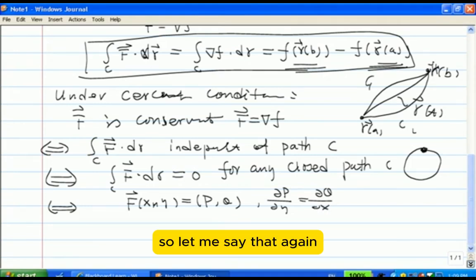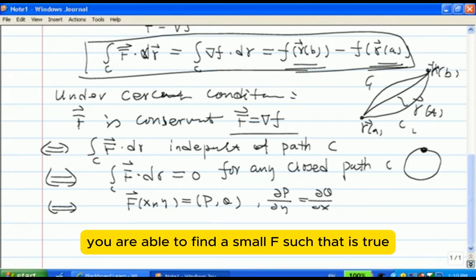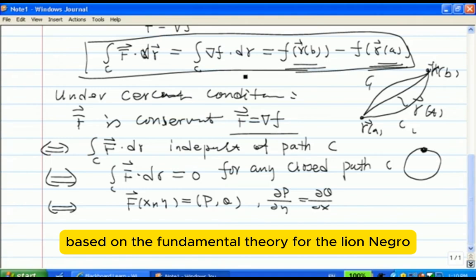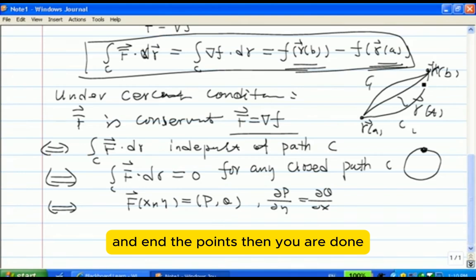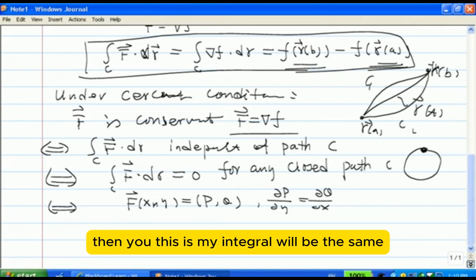Okay. So let me say that again. The following things are equivalent under certain conditions. First, if F is conservative, means capital F can be written as the gradient of small f. You are able to find a small f such that it's true. Okay, if this is true, based on the fundamental theorem for the line integral, then to find this line integral, what you need to do is find small f and evaluate at the starting point and end point. Then you are done. So this means for this line integral, which curve you go does not matter, as long as they have the same starting and ending points, then this line integral will be the same.